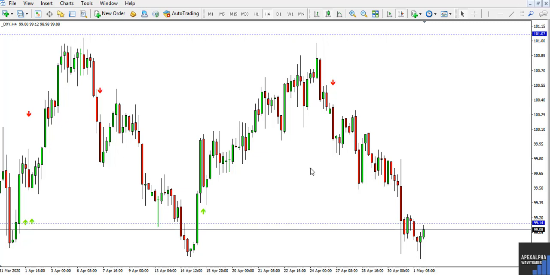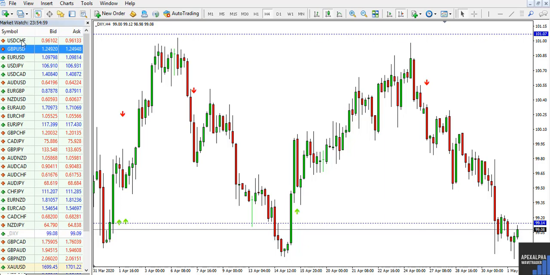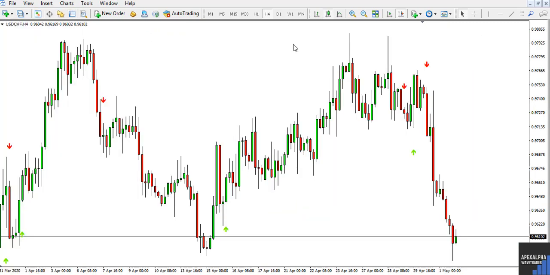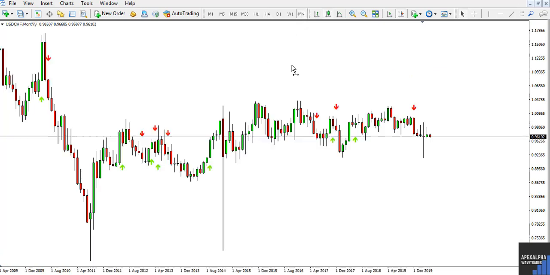But if that is the case, we're going to use this in line with the major pairs and see how it goes from there. So I'm just going to see if I can speed run through them quickly. So this is the USD CHF I'm on currently. I'm going to go to the monthly chart and we'll have a look.